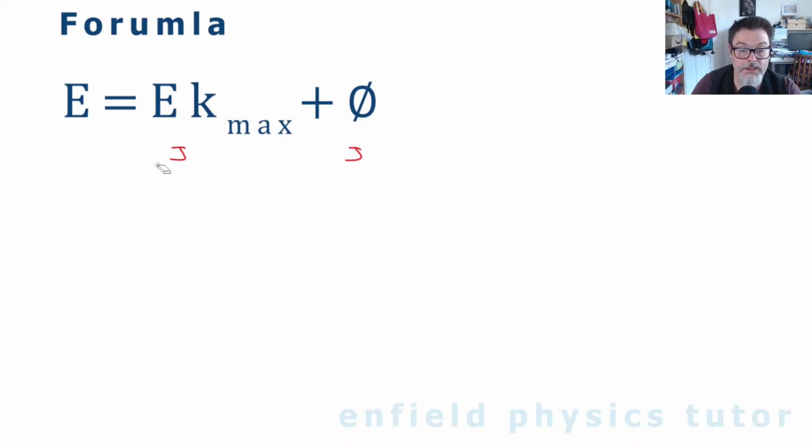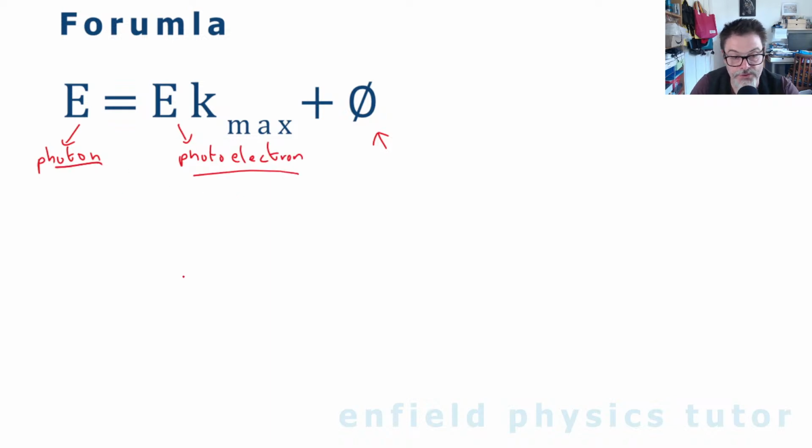So in a way, EK max is fairly obviously the maximum kinetic energy. Phi, the work function, is really straightforward too. But E here, this is the energy of our incoming photon. So that's the energy of our photon, and this is the energy of our photoelectron, in other words, the electron that's been emitted, the photon that's coming in. So we could rewrite this as hf equals EK max plus phi. Maybe that's a bit easier to use.